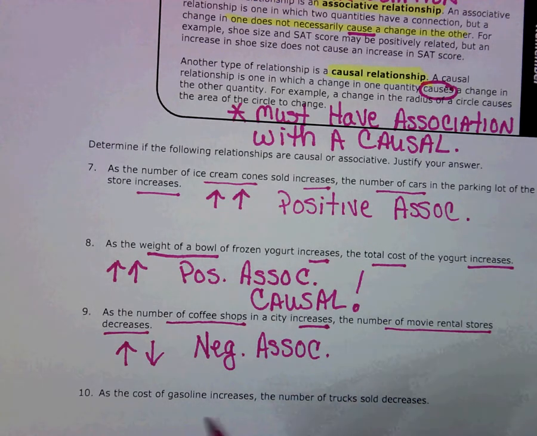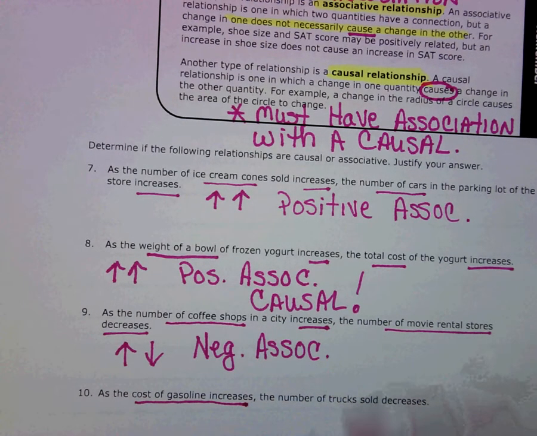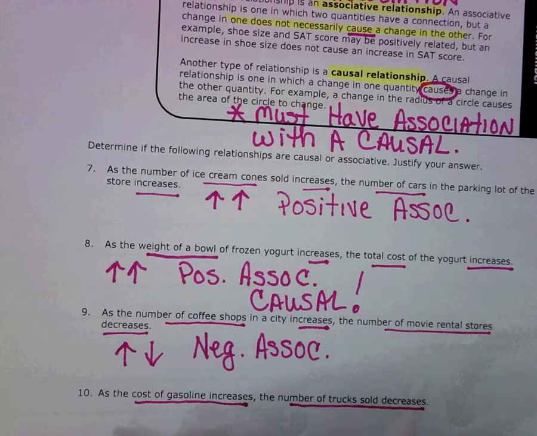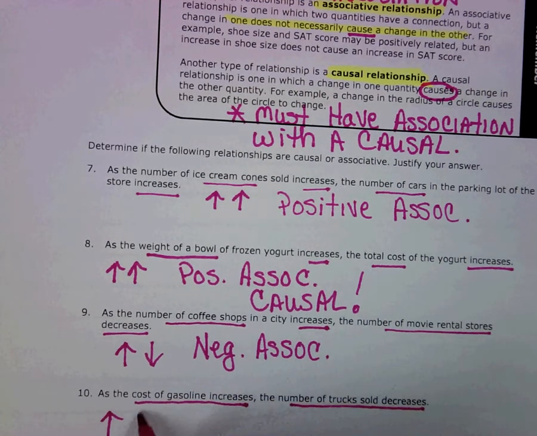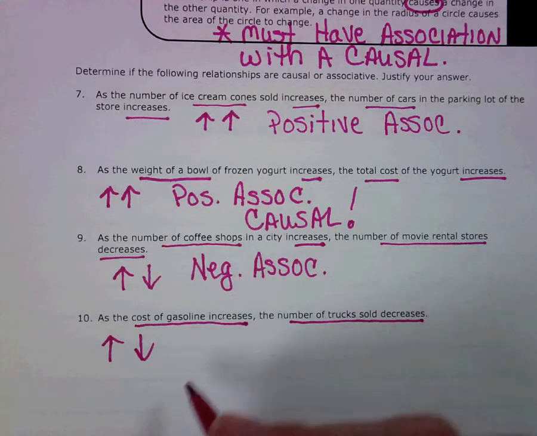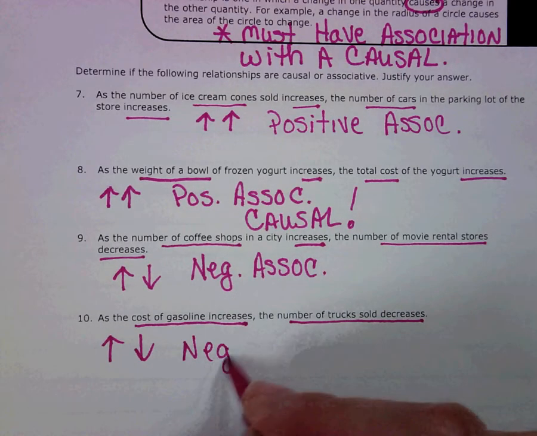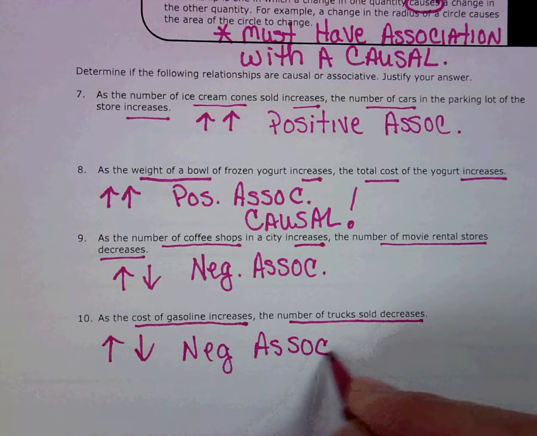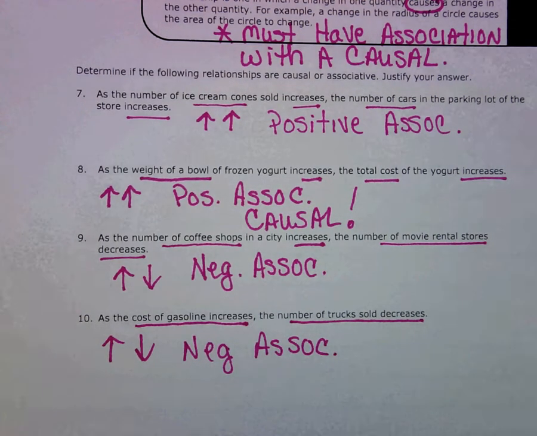Okay, and then the last one is, as the cost of gasoline increases, the number of trucks sold decreases. So one thing's going up, the other thing is going down. So this would be a negative association. But does the cost of gasoline cause fewer trucks to be sold? No. It's going to maybe make people think twice about whether they want to buy a big car, but it's not actually causing the number of trucks sold to decrease. So the only one really here that shows a true causal connection is number 8.